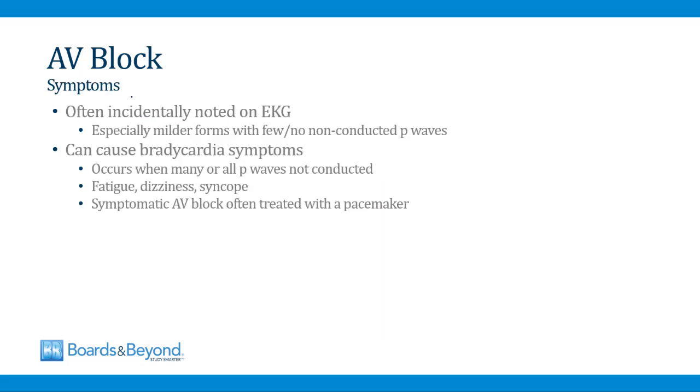Let's talk about the symptoms of AV block. AV block is often asymptomatic and incidentally noticed when an EKG is done for some other reason. This is especially true in the milder forms of AV block we'll talk about in a minute. These are forms where there are few or no non-conducted P waves. But sometimes in more severe forms of AV block, there can be symptoms from bradycardia. This especially happens when many or all of the P waves are not conducted. So symptoms that can occur in these cases are things like fatigue, dizziness, syncope, and symptomatic AV block is often treated with a pacemaker, and we'll talk more about this later in the video.